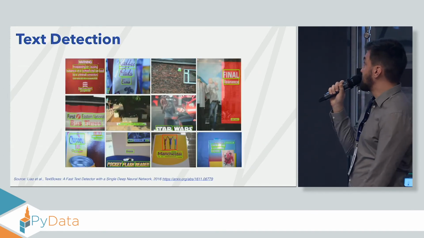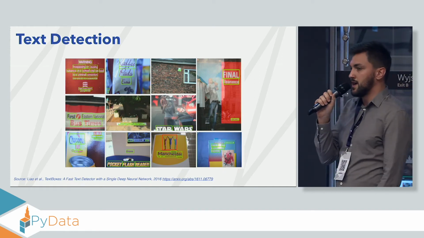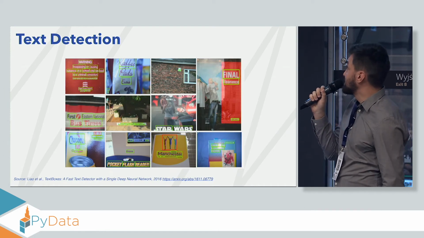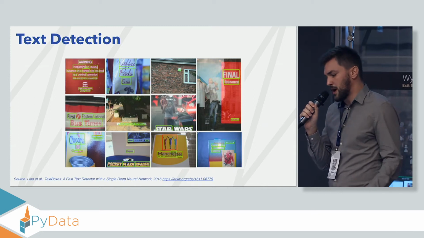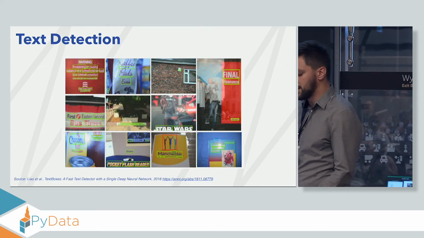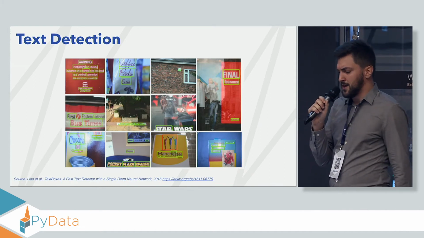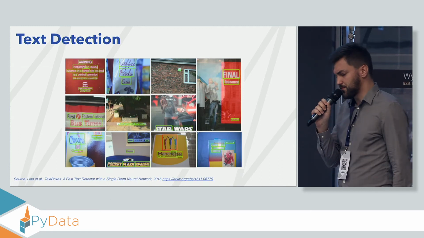Okay, and these are some examples from the publication of how it works. You can see that it can detect words quite well. The red bounding boxes are false positives that appear sometimes if there are some images that resemble characters. But in general, it works quite well.